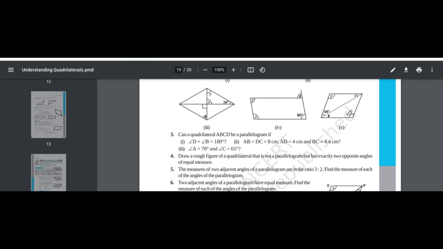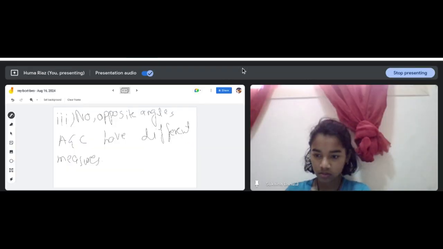They ask us to draw the rough figure of a quadrilateral that is not a parallelogram, but has exactly two opposite angles of equal measure. For example, a diagram in which the opposite angles are equal to each other. We have to find that kind of quadrilateral. I think we know the shape of that quadrilateral.